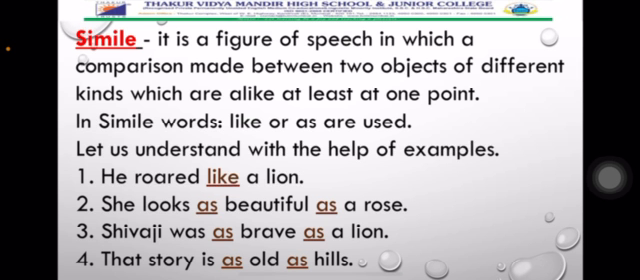In sentence number 1, roaring is the common quality between he and lion. And sentence number 2, beauty is the common quality between girl and the rose. So, comparison of rose and girl is made. In sentence number 3, Shivaji is compared to a lion and bravery is the common quality between Shivaji and the lion. Sentence number 4 says that story is compared to hills because both are very old.